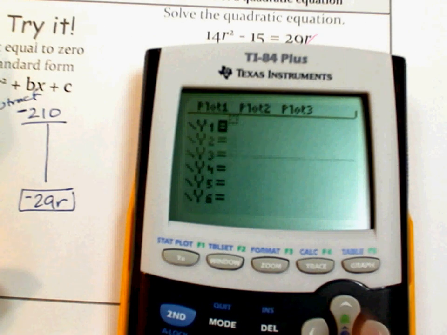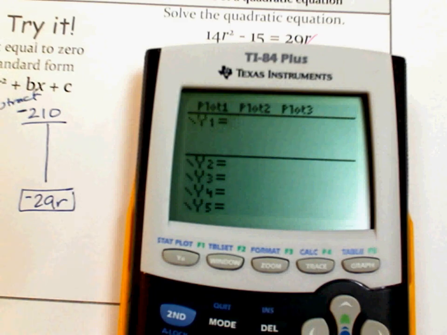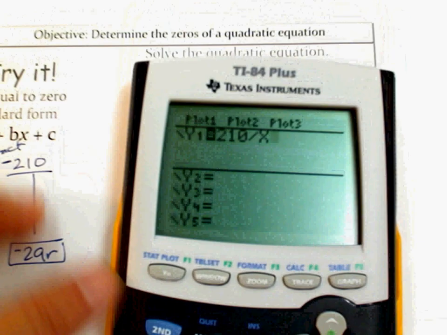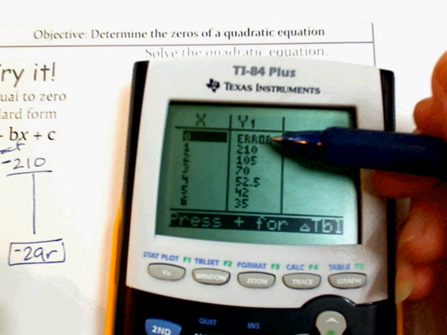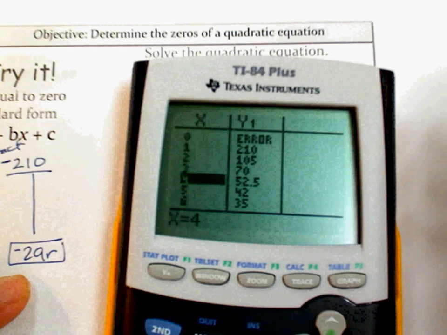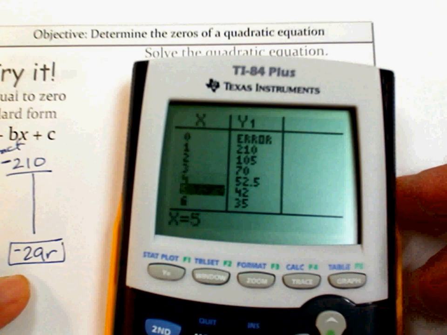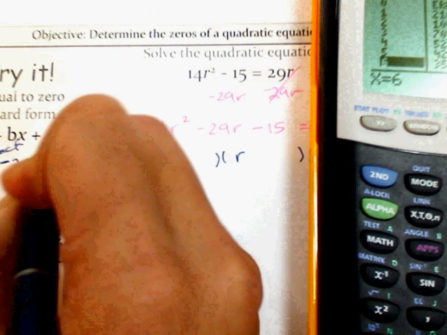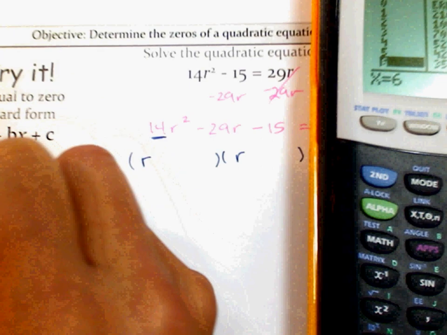Here we go. All you have to do is type 210, you could even do negative 210, divided by x. Here's the x, divided by x. And go to your table. Start at 0. Do you see any two numbers that multiply to give you 210 and subtract to give you negative 29? That would be 6 and 35. 35 would be negative, 6 would be positive.